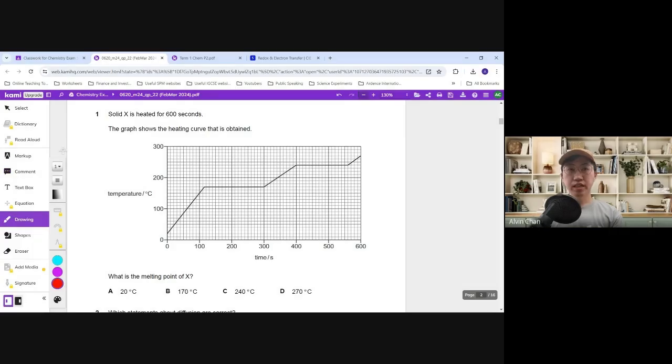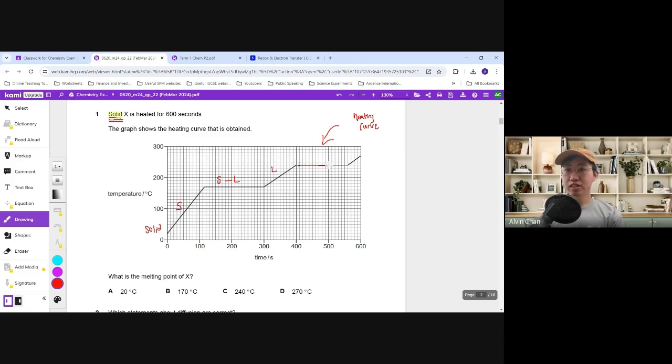First thing, highlight the word solid. So solid X is heated for 600 seconds. That means you are starting off with a solid. Do this. If you are starting with solid, quickly label solid. You go high up in the temperature. Flat line means you are changing state. So you are changing from solid to liquid at this stage. Then temperature rises again. That means you already changed to liquid. So this is liquid. Here is solid.